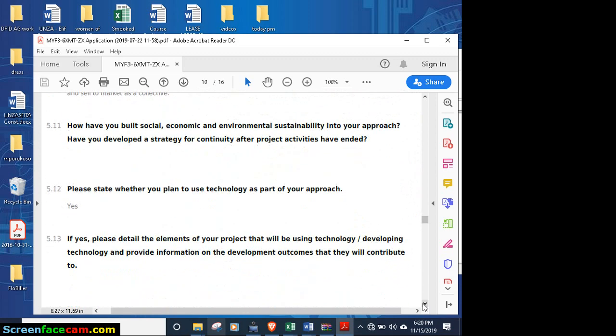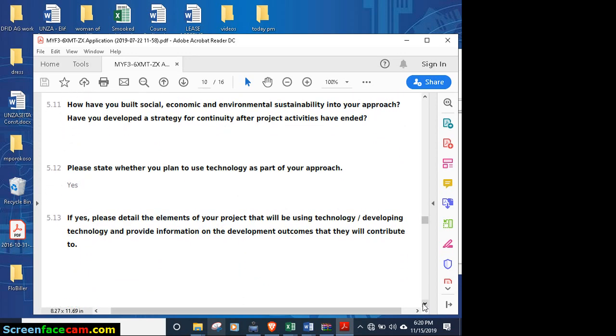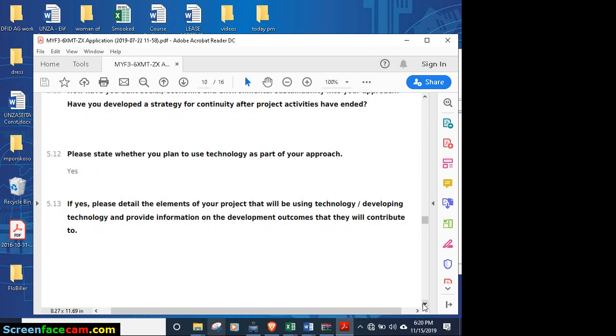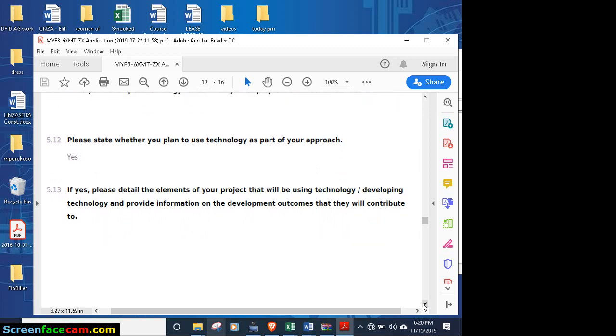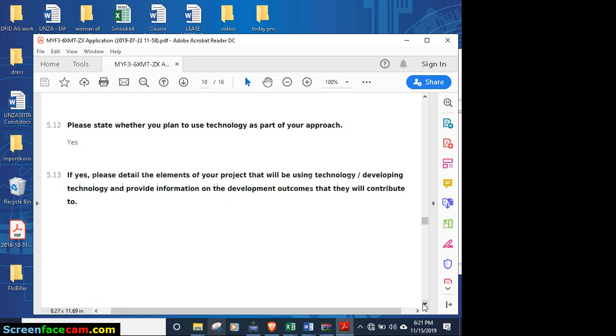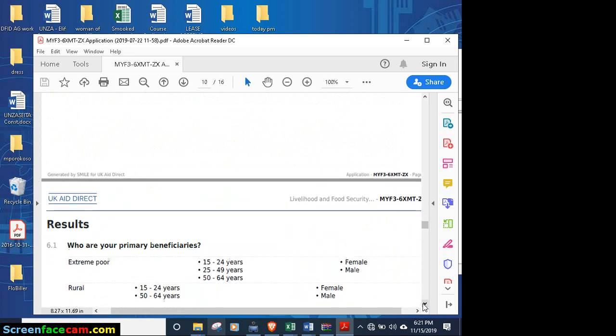Okay, so please state whether you plan to use technology. Remember, I said now more so, every kind of funding application is looking at some kind of innovation. It doesn't always have to be technologically inclined. It could be in your approach to delivering development. But yeah, technology is also a key component.